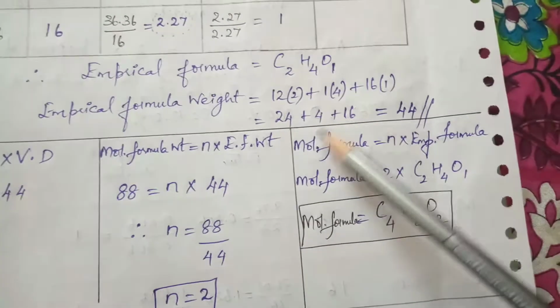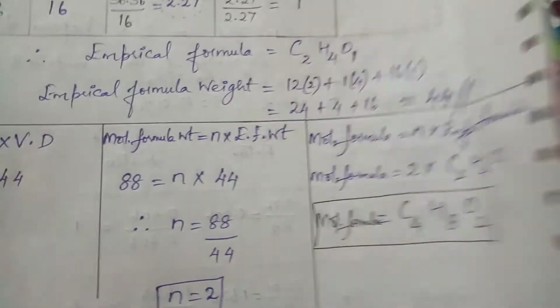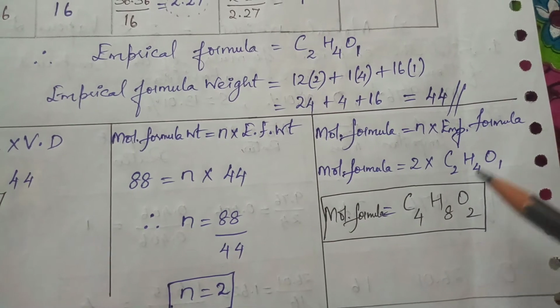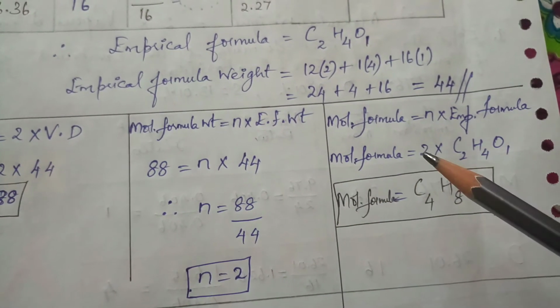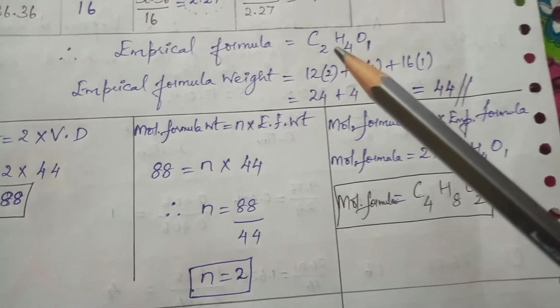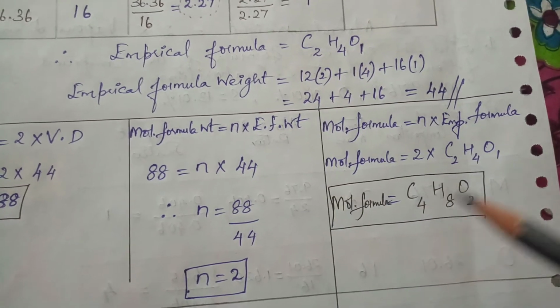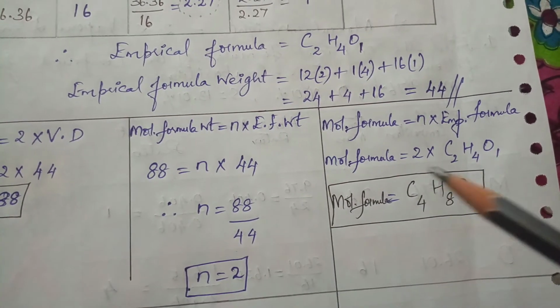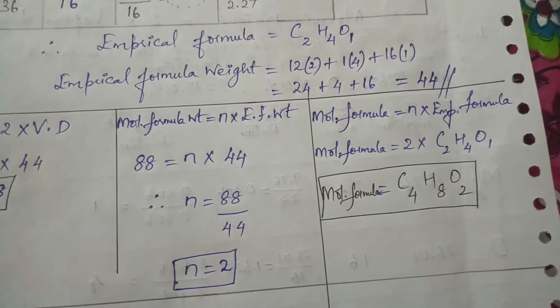Molecular formula is equal to N into empirical formula. We know the N value is 2, so substitute 2 here, into the empirical formula, which we know is C2H4O1. Thus the molecular formula of the compound is C4H8O2. So this is the molecular formula of the given compound.